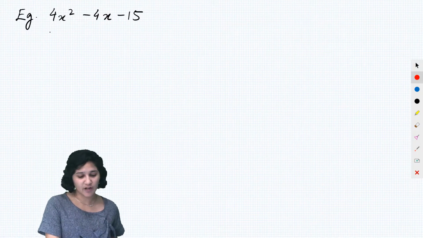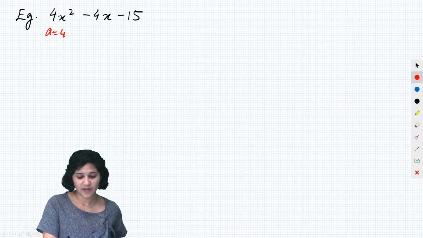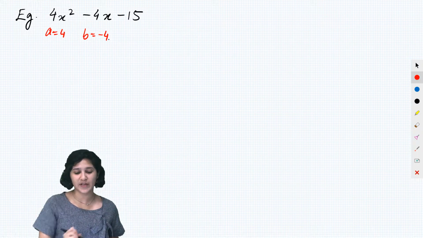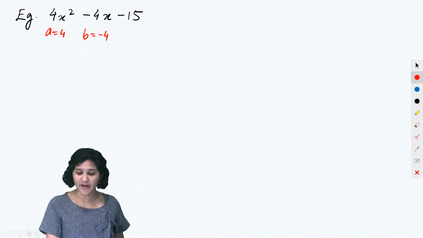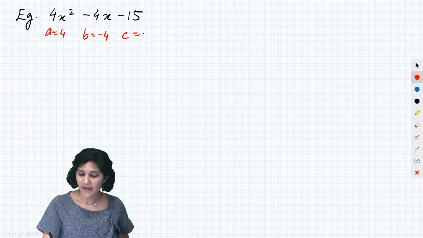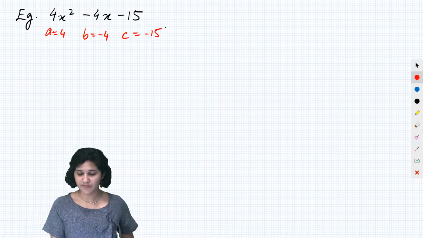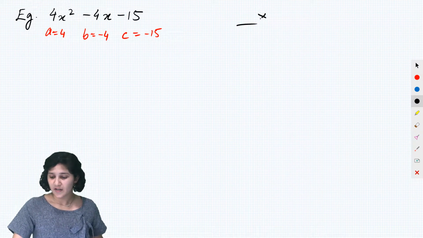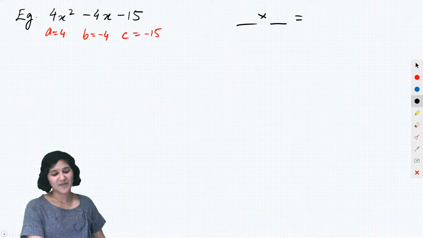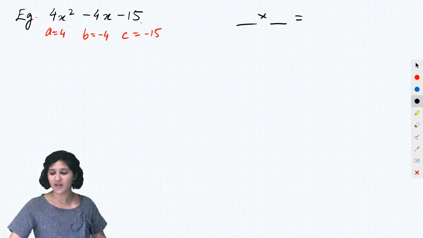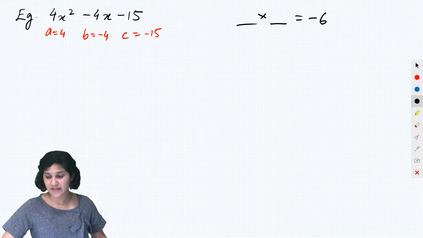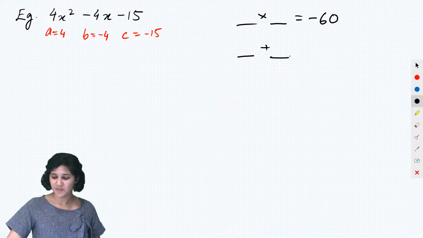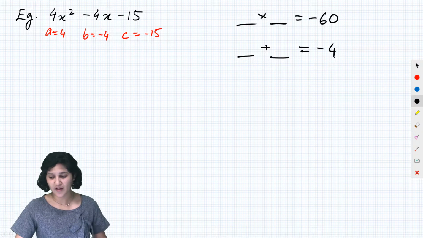So here we've got a is equal to 4, b is equal to -4. Make sure you keep the negative sign in the coefficient, it is part of the coefficient, and c is -15. So this time, what do I want my two numbers to multiply to? They have to multiply to a times c, which is -60. And they have to add to the b, which is -4.